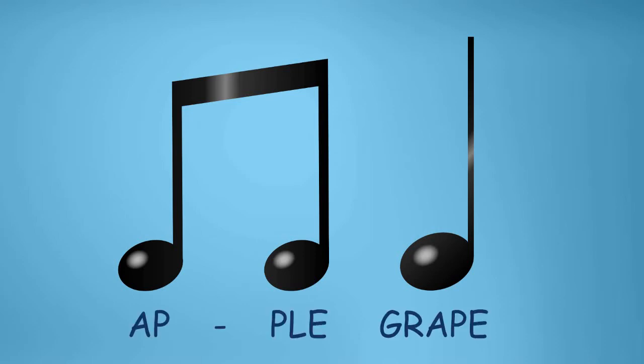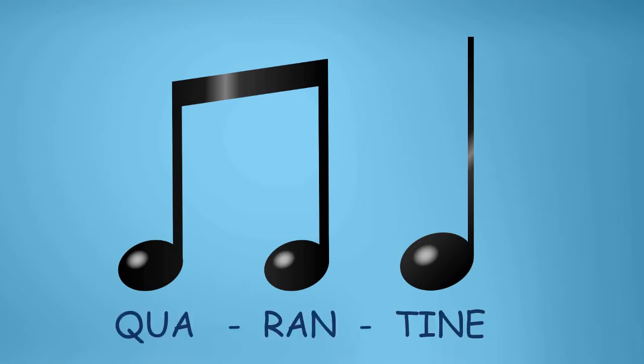Next, rhythm number two. It has a pair of eighth notes and one quarter note. Play and recite the fruit name. Ready, go. It goes like this. Apple, grape. And the word for the pattern is quarantine. Let us play and recite the word. Ready, go. Quarantine. Did you get it right?